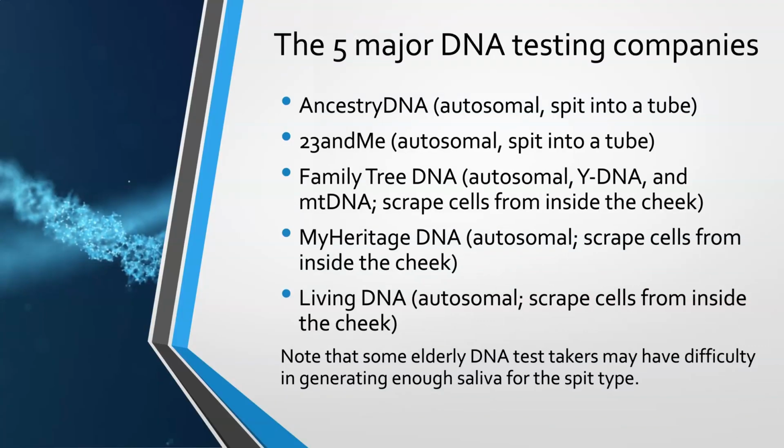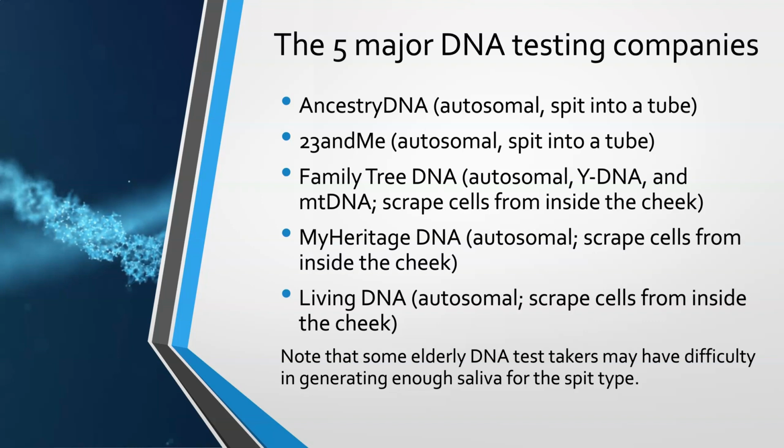Let's look quickly at the 5 major DNA testing companies. Ancestry DNA and 23andMe are probably the best known. They do the most advertising. And in fact, if you do not test with them, you cannot get into their test database. They require you to take their own test. But they are the largest, therefore the best chance of matching other people is if you test with Ancestry DNA or 23andMe, and certainly you can test with both. They only offer the autosomal test, and you spit into a tube.